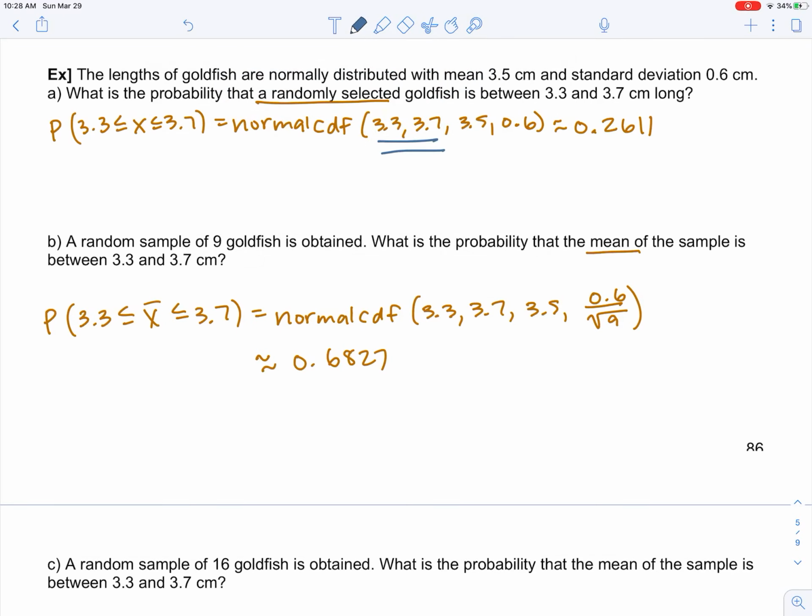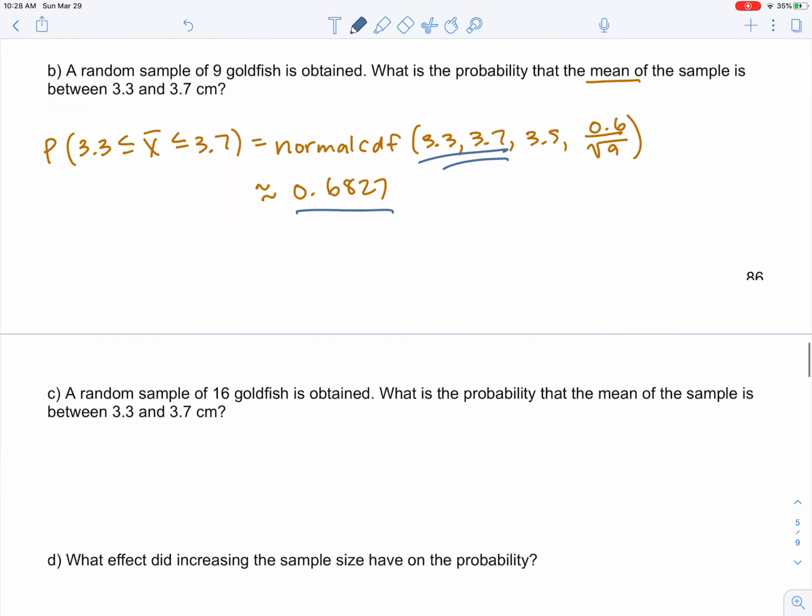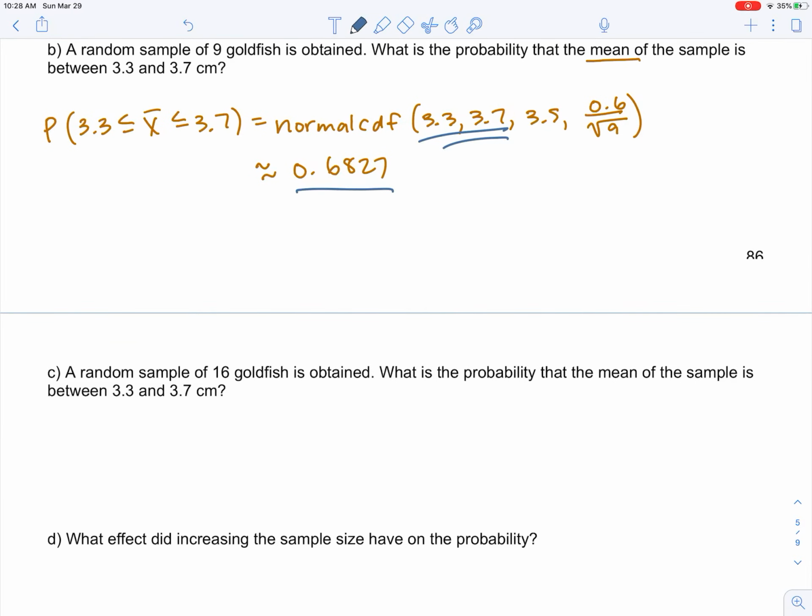0.6827. So notice that even though the bounds didn't change, it was still 3.3 to 3.7 for both of these, the probability became much higher. Let's see what happens to that probability if we increase the sample size.